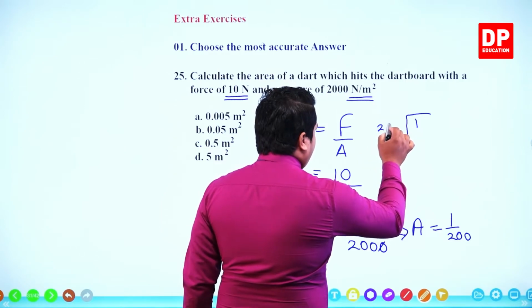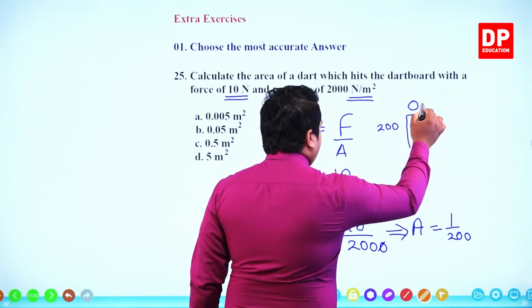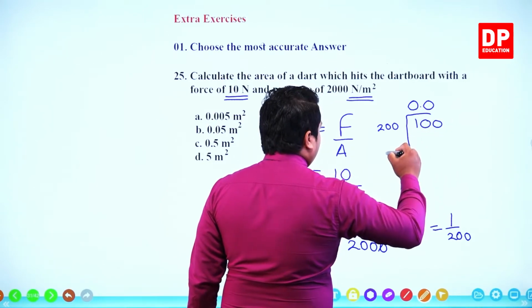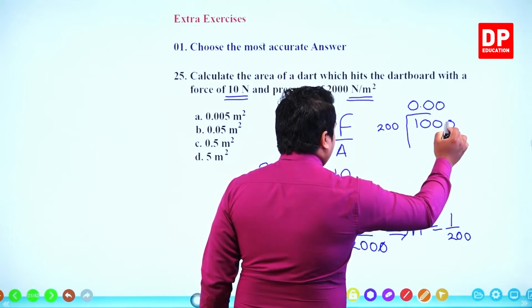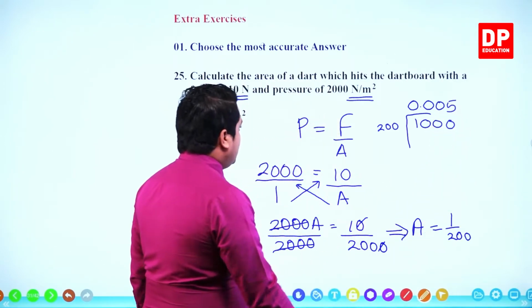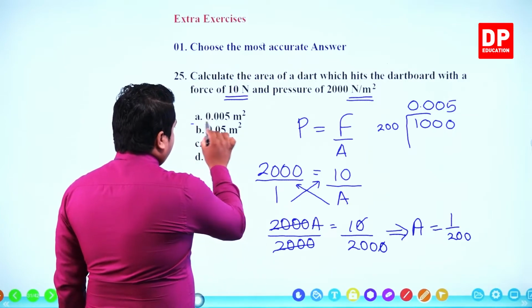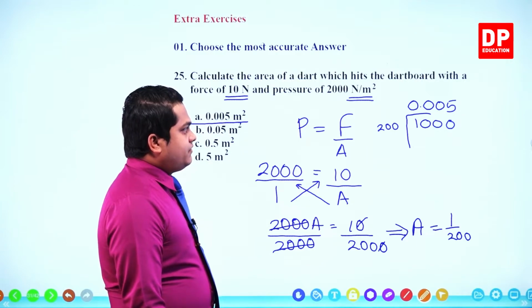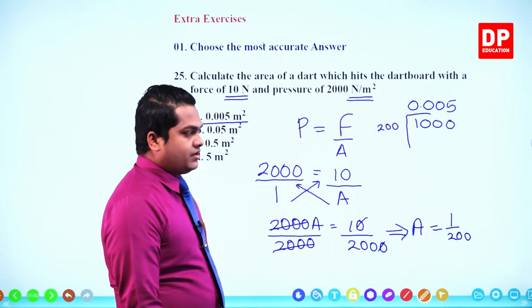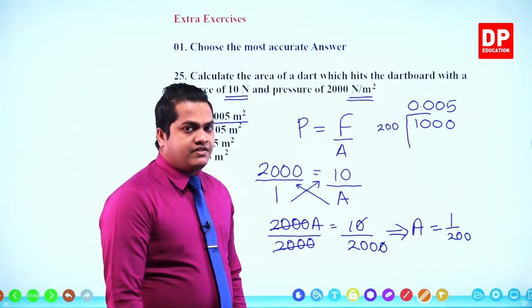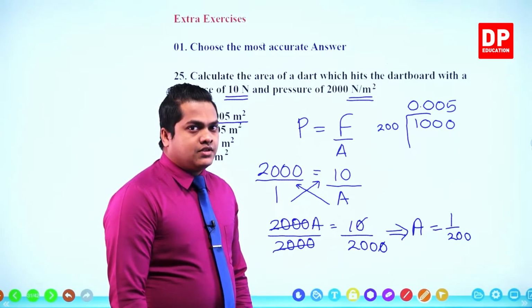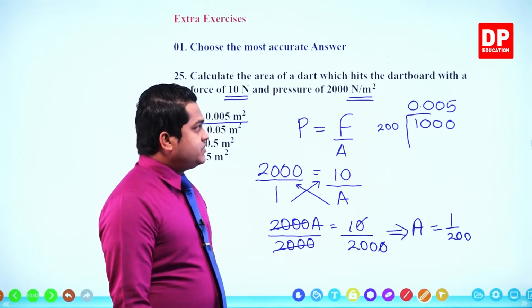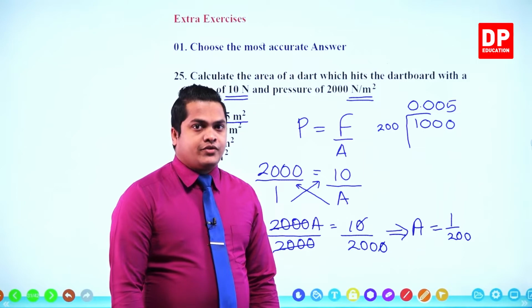You divide 1 by 200: 0, once again 0, once again 0, then 5. So 0.005. Yes, this is the answer. 0.005 is our answer. So these are the answers for the MCQ questions, my dear children.